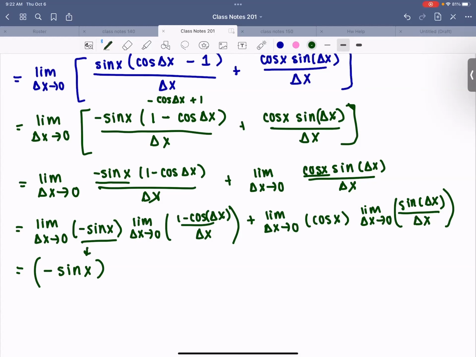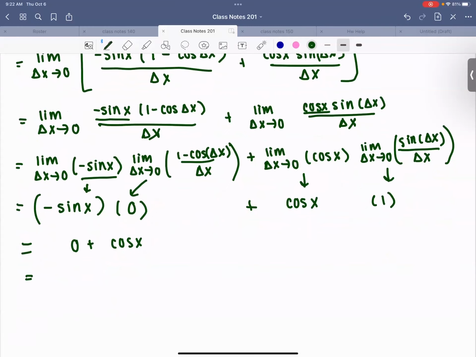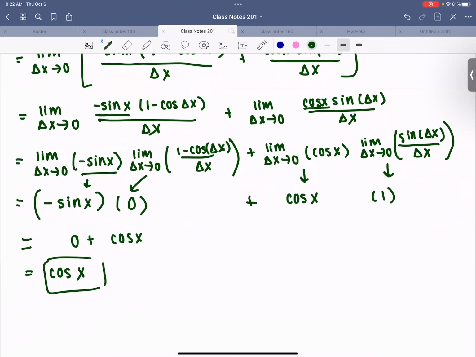Okay, what's the limit as delta x goes to 0 of my 1 minus cosine delta x over delta x? 0, good. Okay, now we're going to add on, what's the limit as delta x goes to 0 of cosine x? Cosine x, good. And what's the limit of sine delta x over delta x? 1, good. Okay, 0 times negative sine x is 0. Plus 1 times cosine x is cosine x. We're left with cosine x. So it looks like our prediction was right, and the derivative of sine is cosine.